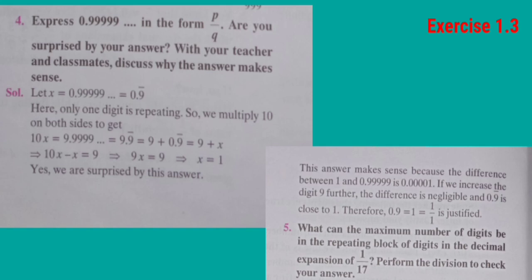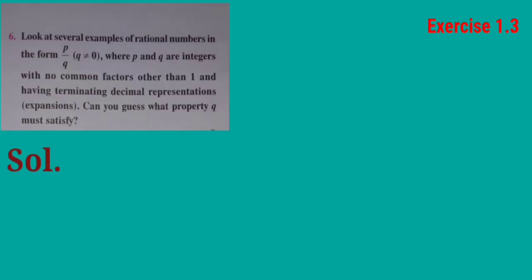Now come to question number 5. Question 5 is saying, what can the maximum number of digits be in the repeating block of digits in the decimal expansion of 1 by 17? Perform the division to check your answer. It is just like question number 1. You have to do the division. If you want to do this question, you can do it, or you can leave this question. Now come to question number 6.